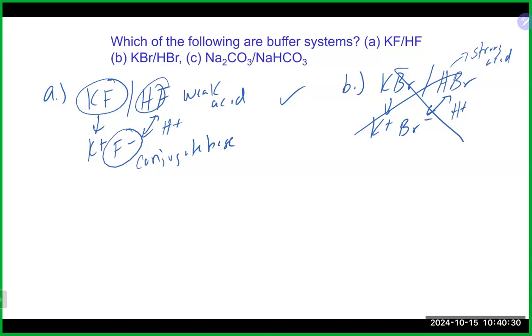So again, those are the two things you really want to look at. Are they related to each other by 1 H plus difference, the Bronsted-Lowry definition? But you also need to make sure you have a weak acid or a weak base involved in that.